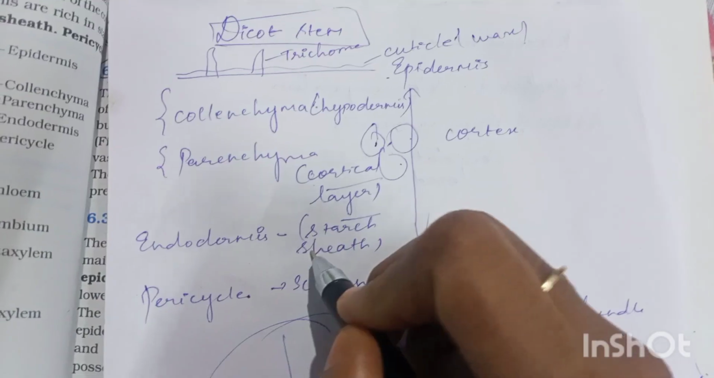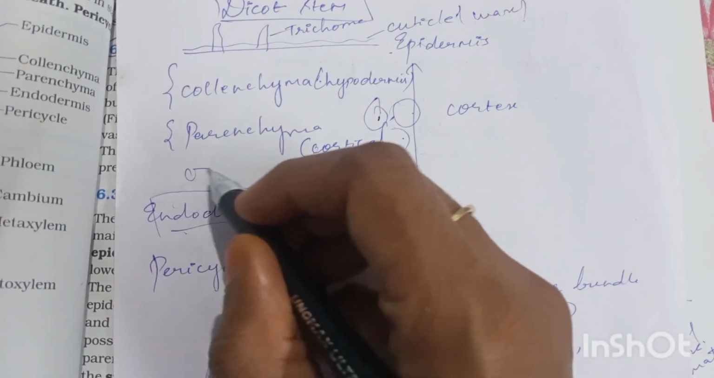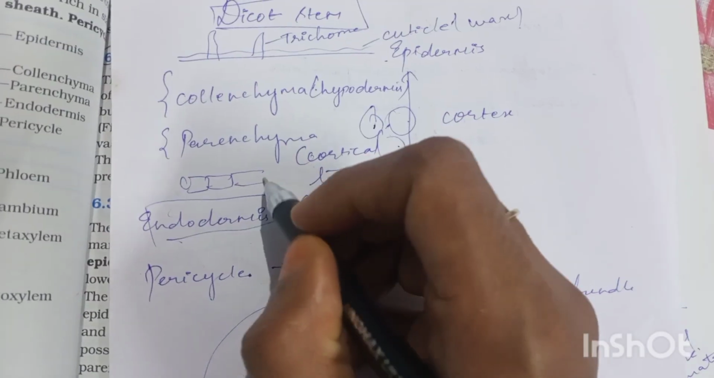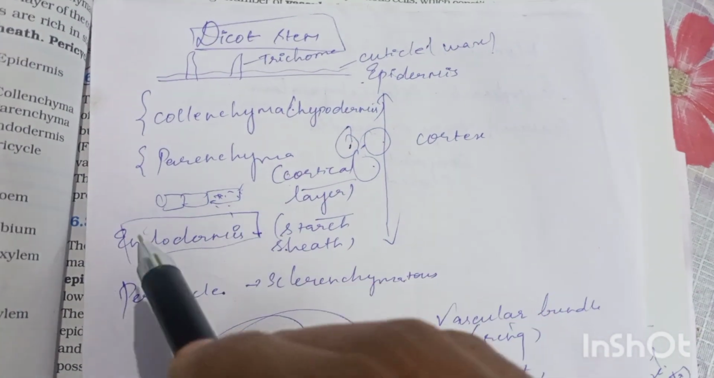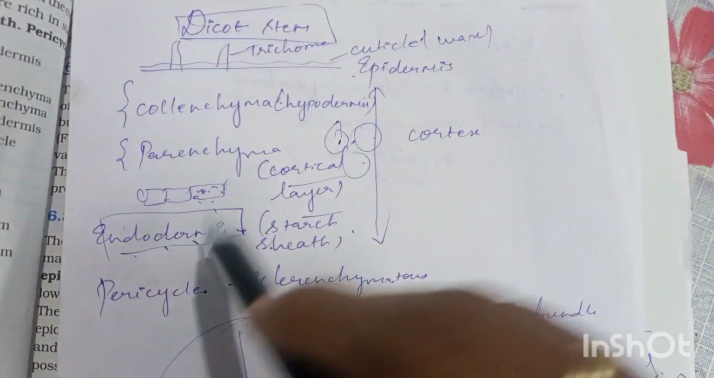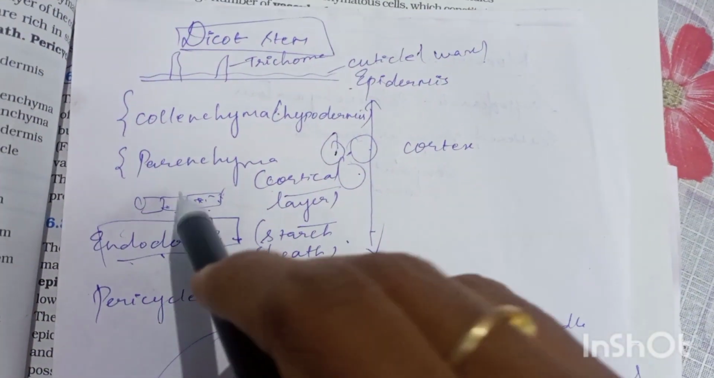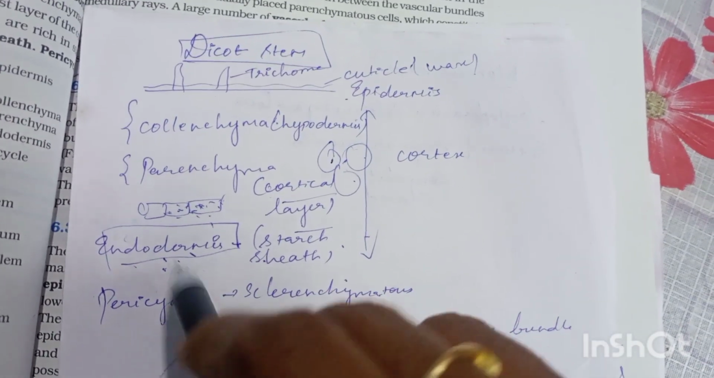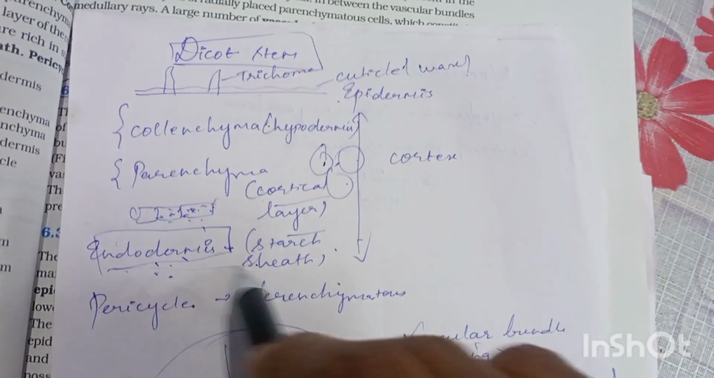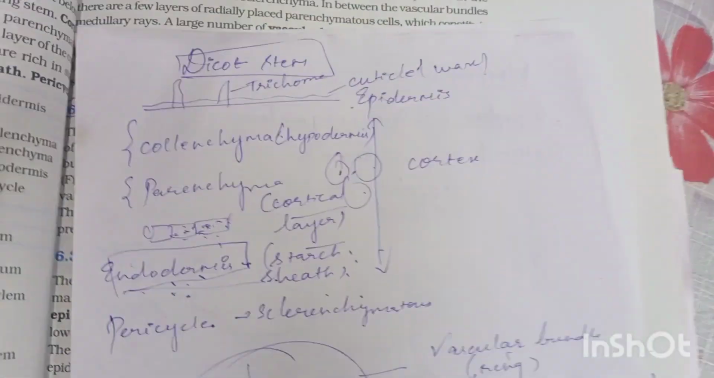Next to the cortical layer is the closely arranged barrel-shaped endodermis. The cells will be barrel-shaped and closely arranged, but here these cells have starch in them, and this layer is hence known as starch sheath. Each cell of endodermis has starch in it, and hence the endodermis is together known as starch sheath.